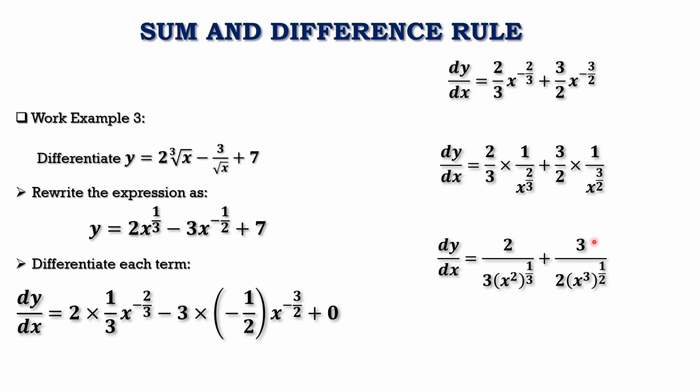And plus, repeat the same format to this particular expression, which will be 3 divided by 2 bracket x raised to the power 1 over 2. Then the final expression will be dy dx equal to 2 divided by 3 cubic root of x squared plus 3 divided by 2 square root of x power 3.